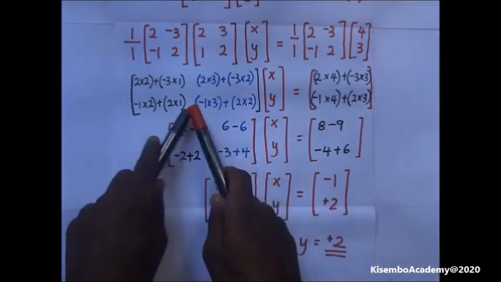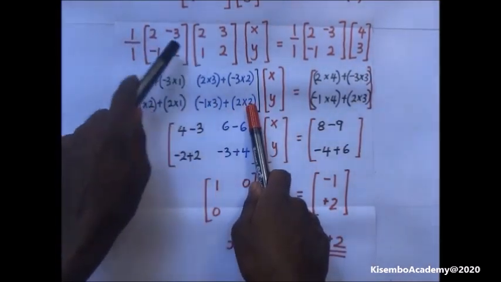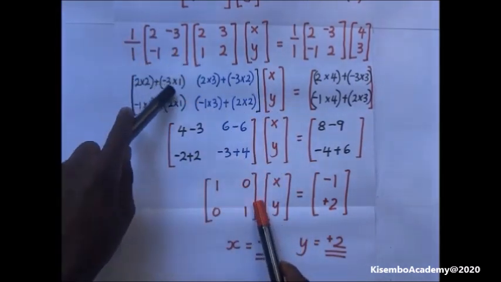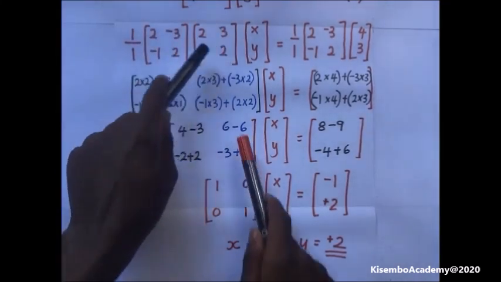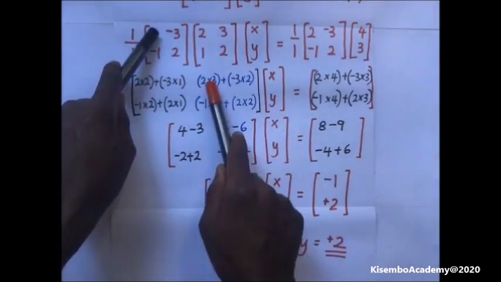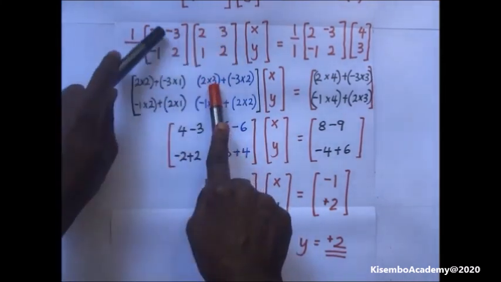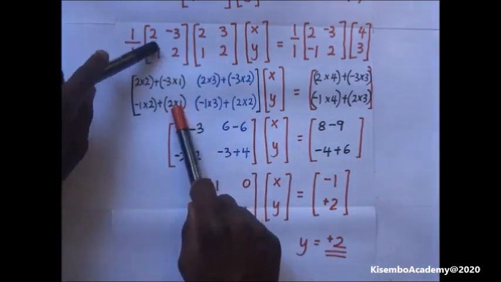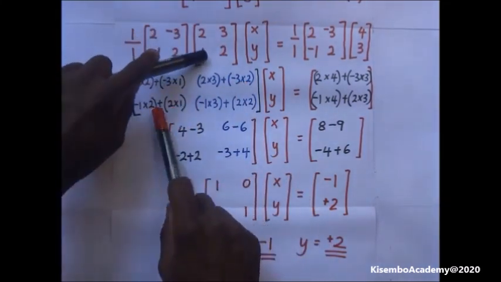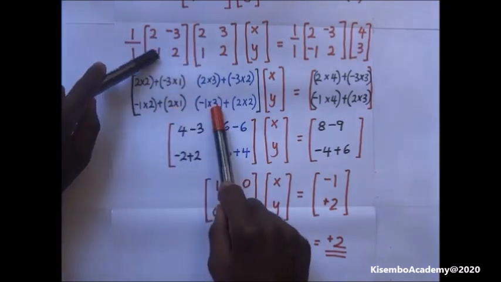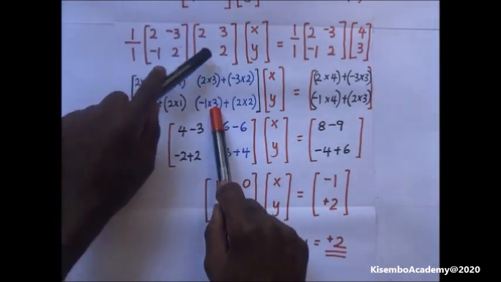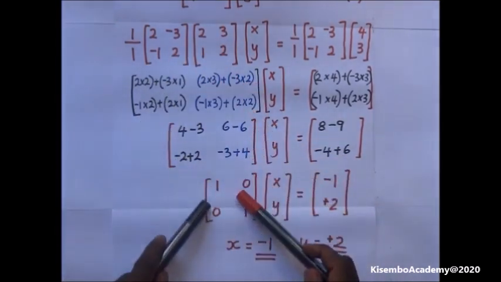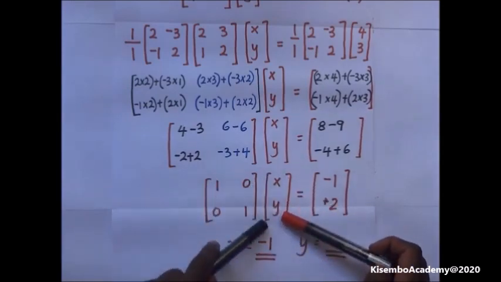And so, of course, the multiplication is row by column: 2 times 2 plus -3 times 1, then this row times that column to get this, 2 times 3 plus -3 times 2, which is that. Then we have -1 times 2 plus 2 times 1. Then we have -1 times 3 plus 2 times 2, which is that. So when we compute all this, we shall end up with the identity matrix times xy.